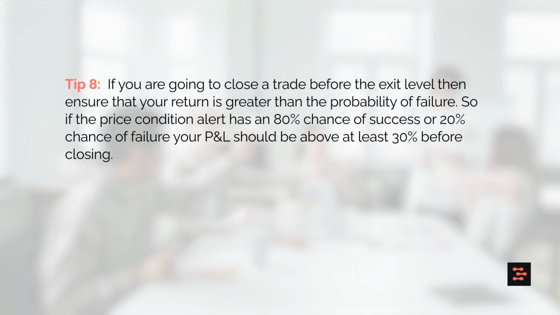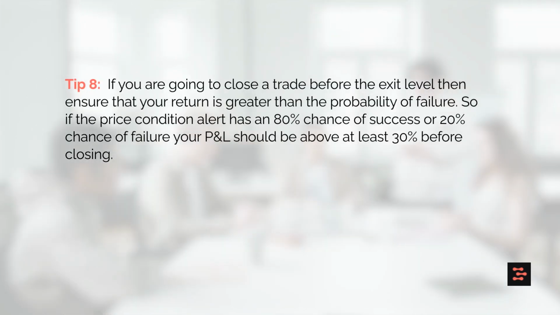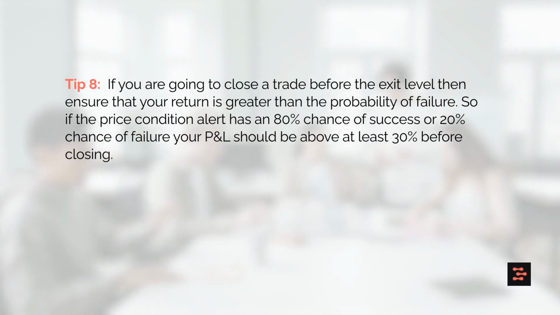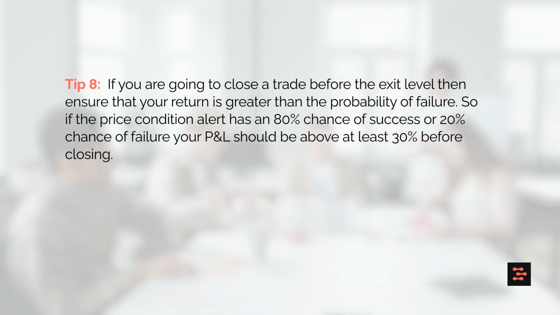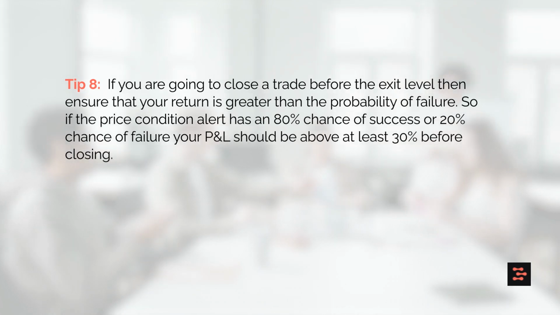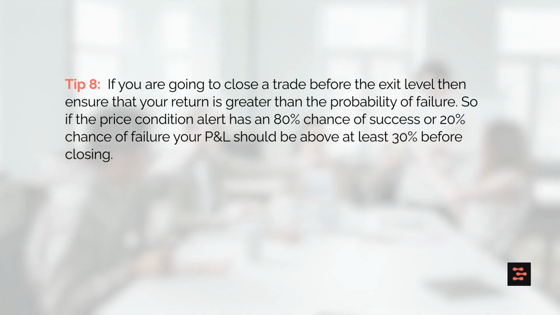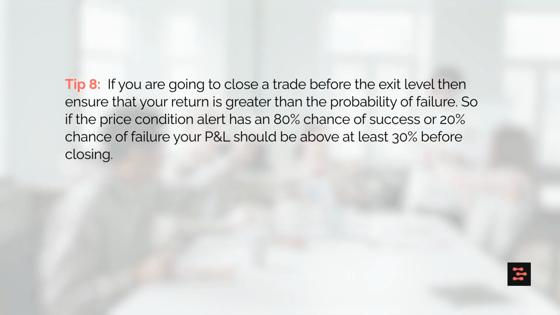Tip 8. If you are going to close a trade before the exit level, then ensure that your return is greater than the probability of failure. For example, if the price condition alert has an 80% chance of success, meaning a 20% chance of failure, your P&L should be above at least 30% before closing.